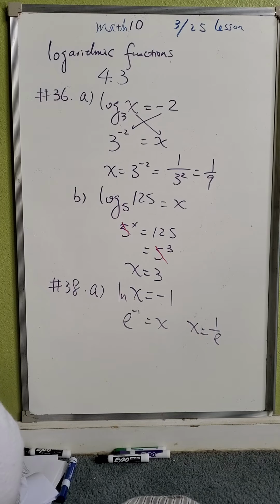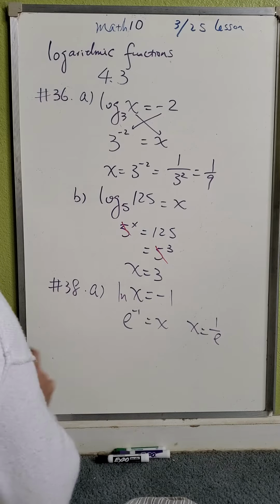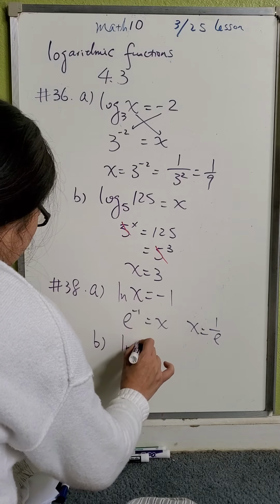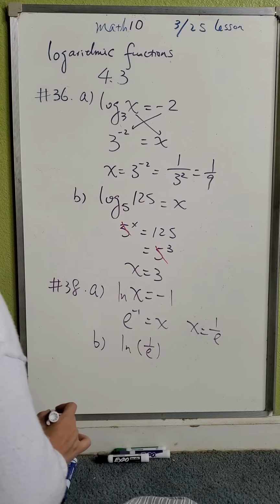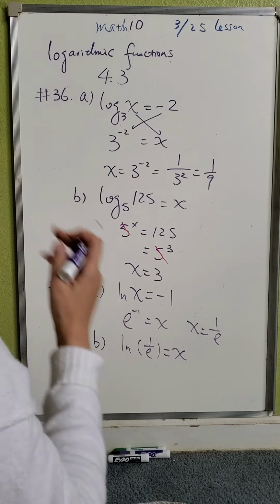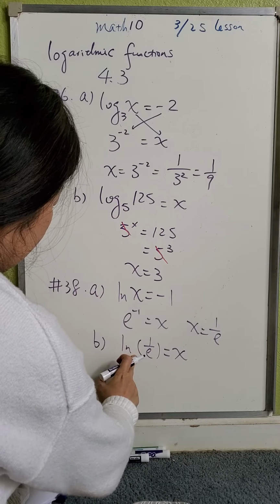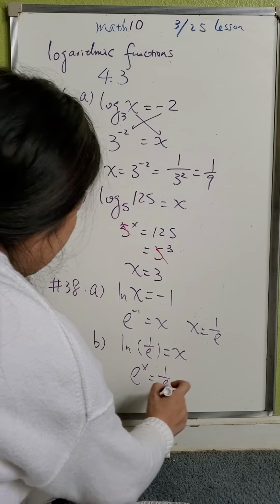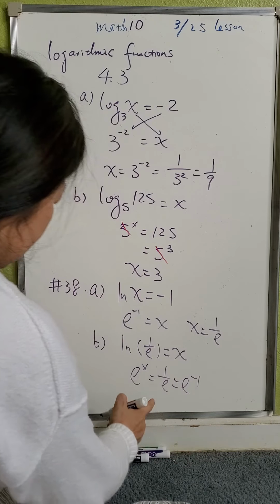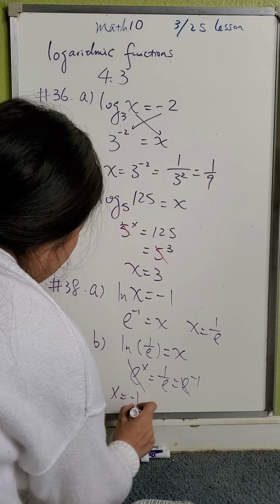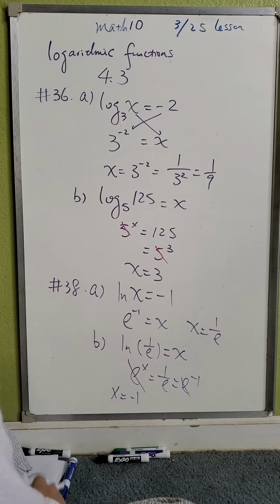Then let's look at part B. Part B, ln of 1 over e equal to x. Okay, well, let's see, the base is e here, right? So e to the x equal to 1 over e. But 1 over e is the same as e to the -1. So again, once they have the same base, then x equals -1.